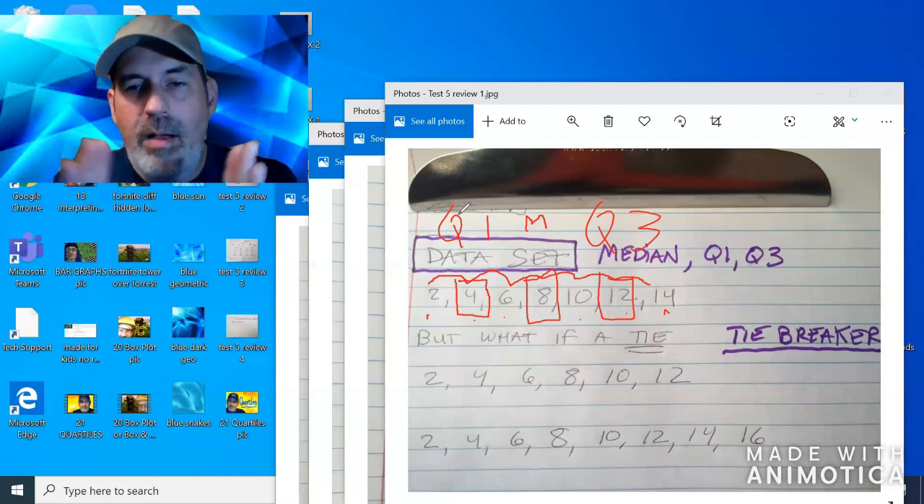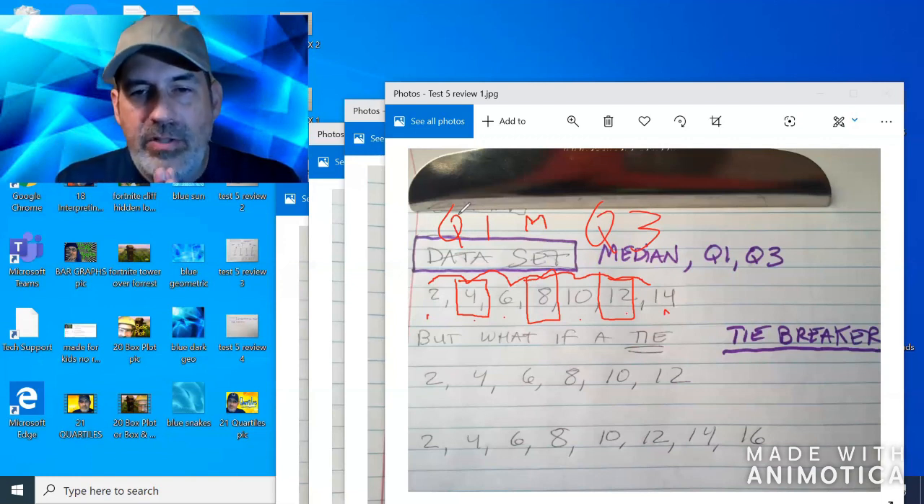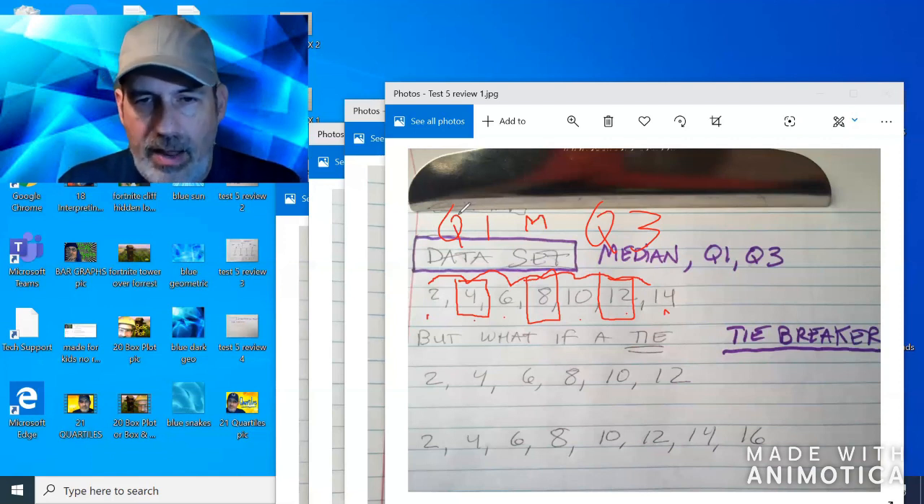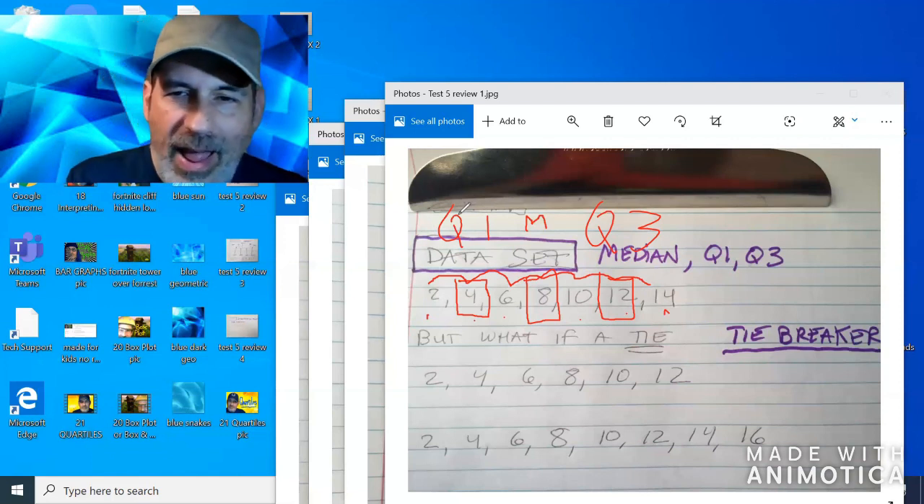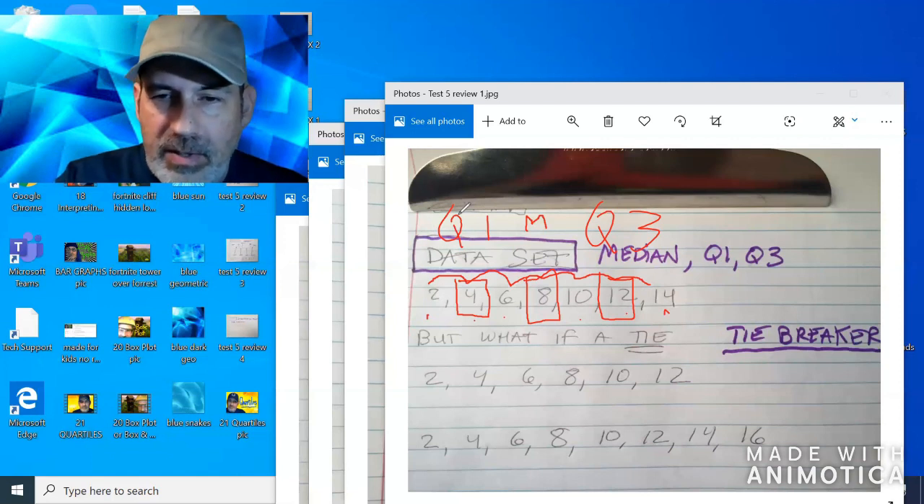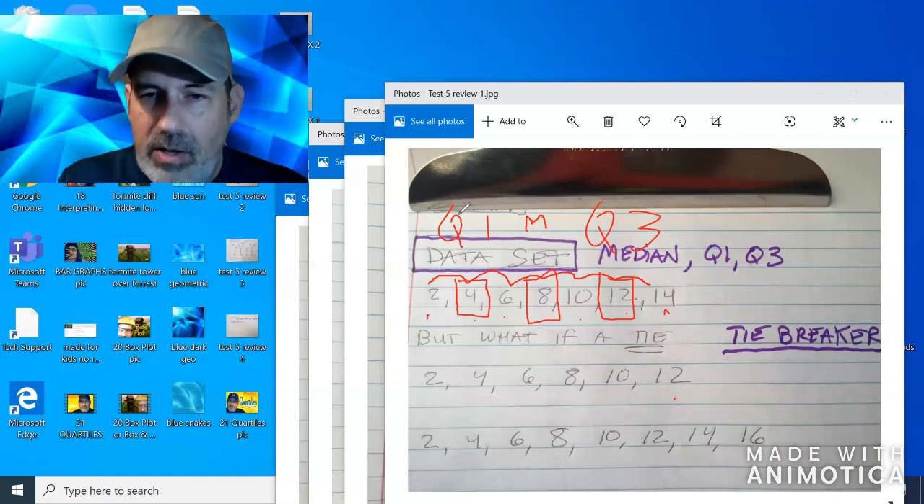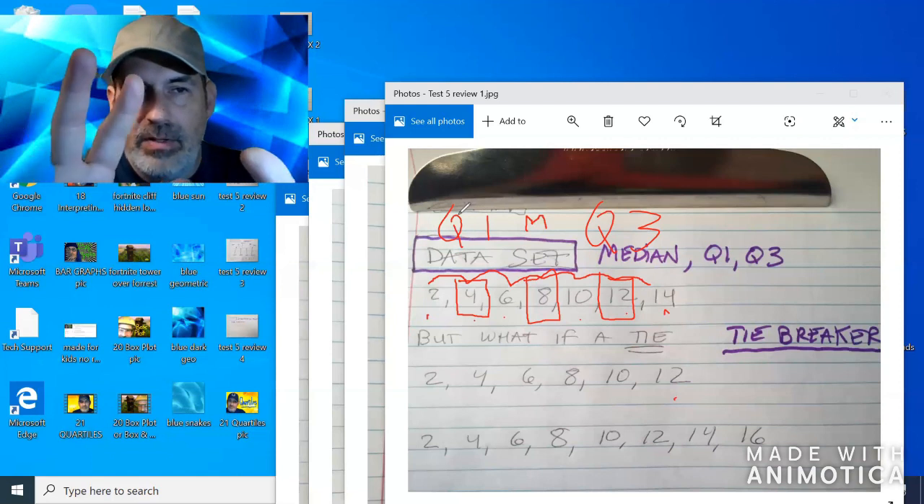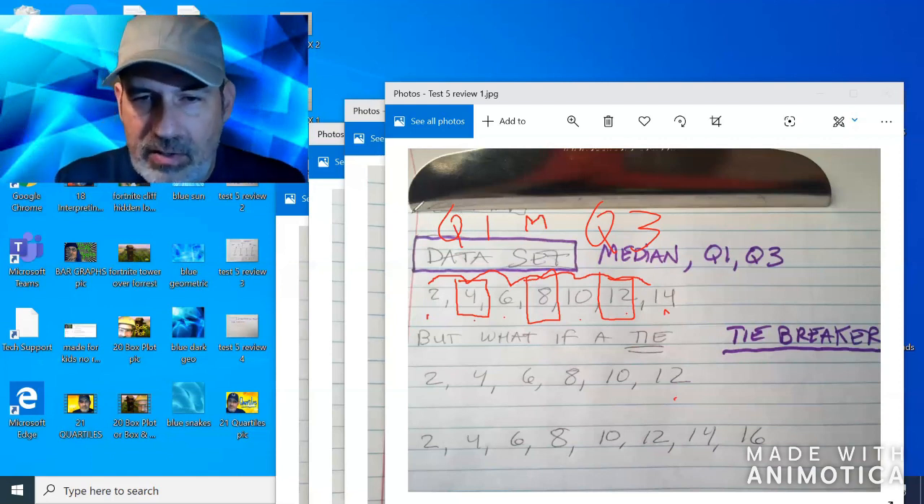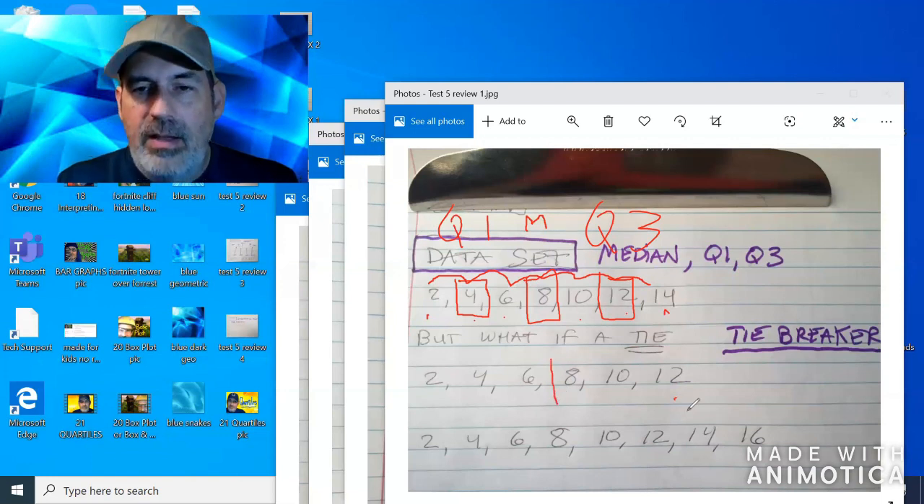But the problem happens when there's ties, and a lot of people forget the rules when there's a tie. So now I took 1 digit out, and we're only going up to 12 this time. So there's 6 numbers. Half of 6 is 3. So there's going to be 3 on each side. So my median is right there.